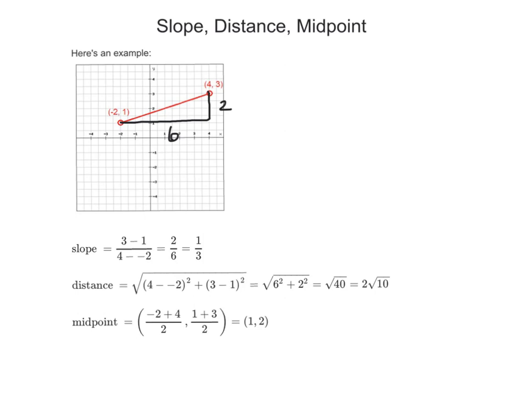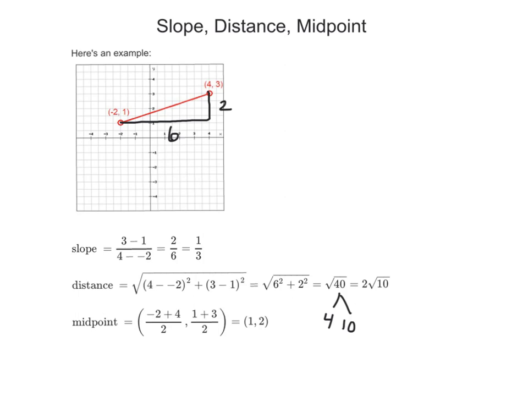And you know that 40 is 4 times 10. And we can take the 4 out of the square root symbol and it becomes a 2, and the 10 stays in. So the simplified answer is 2 the square root of 10.